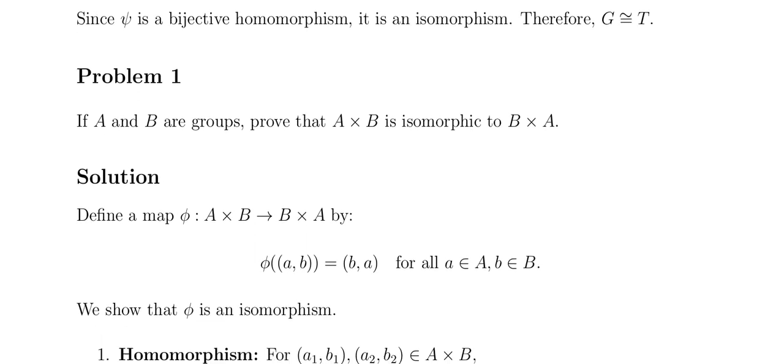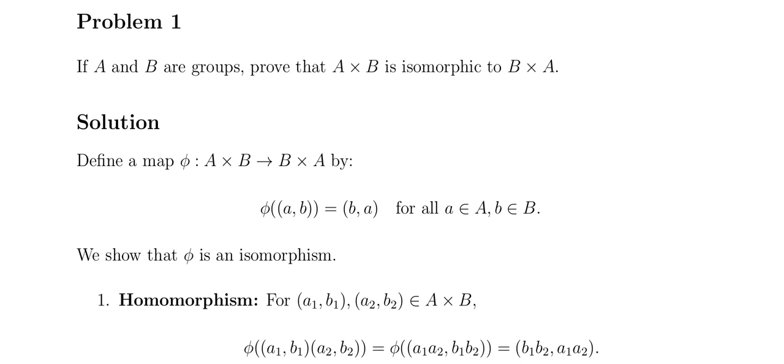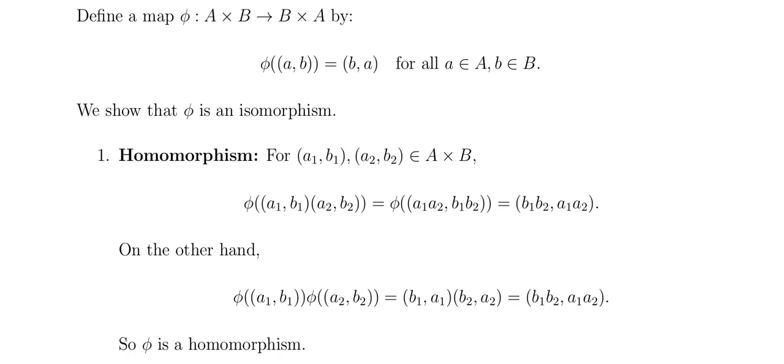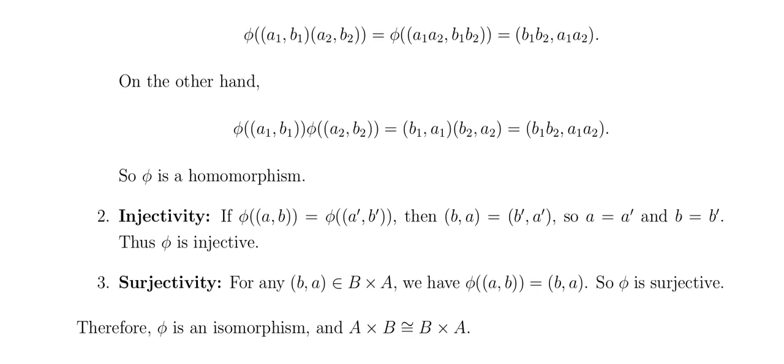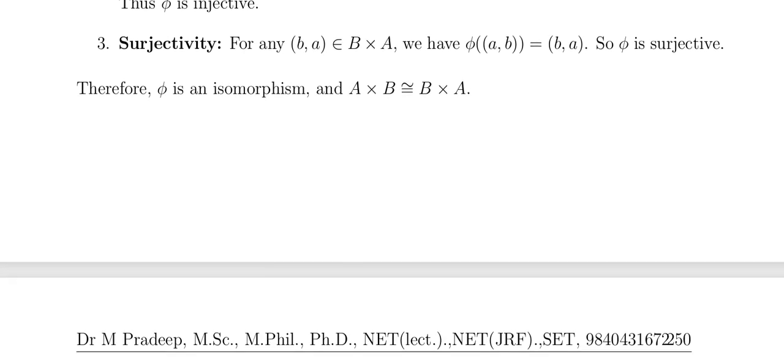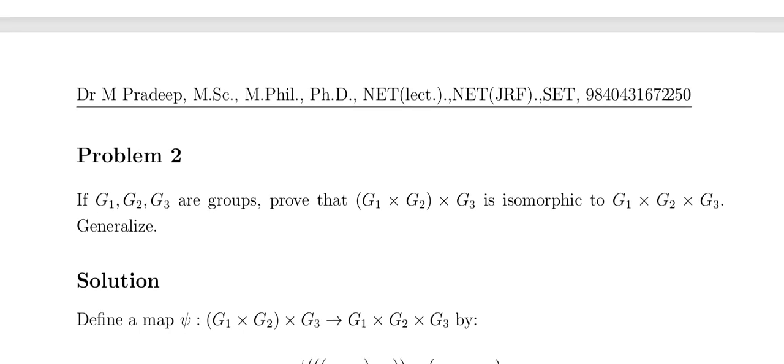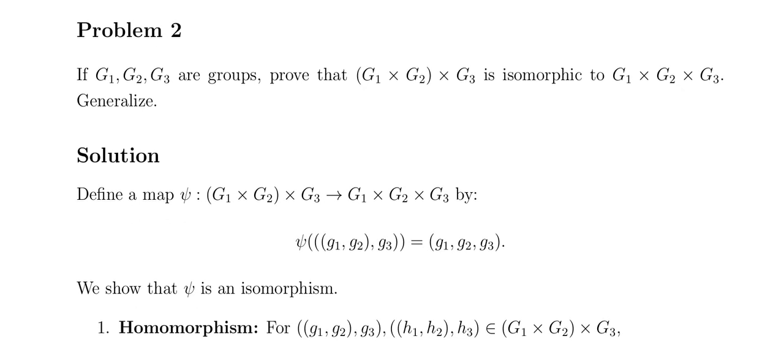If A and B are groups, then A cross B is isomorphic to B cross A. This is one of the results. We can prove it easily: show it is a homomorphism, and show it is one-to-one and onto, so both are isomorphic. In the same way, if G1, G2, G3 are groups, then G1 cross G2 cross G3 is isomorphic to G1 cross G2 cross G3, regrouped.